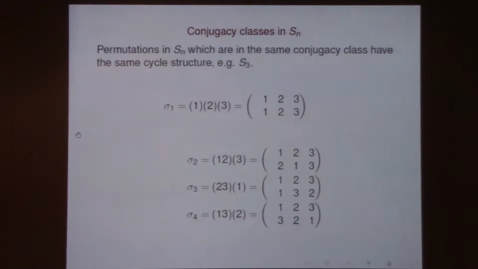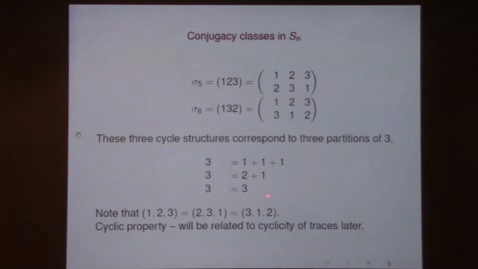So conjugacy class is cycle structure, and the last cycle structure in S3 is the cyclic permutation of length 3. So you see that the number of cycle structures corresponds to different ways of writing your number 3, the n is 3 in this case, as sums of positive integers. 3 is either 1 plus 1 plus 1, 2 plus 1, or 3, and these 3 cycle structures correspond to the 3 conjugacy classes in Sn.